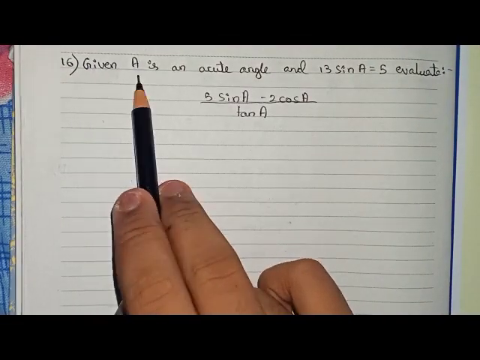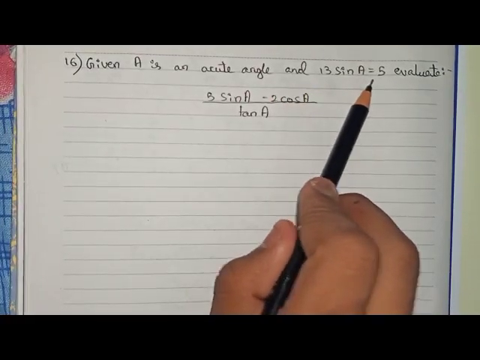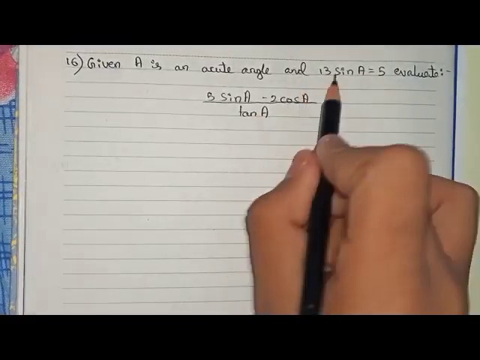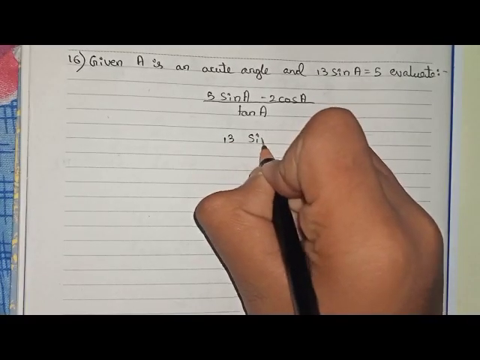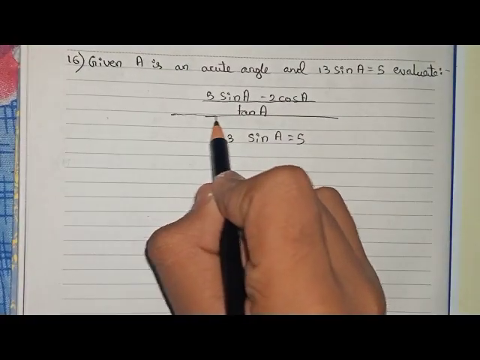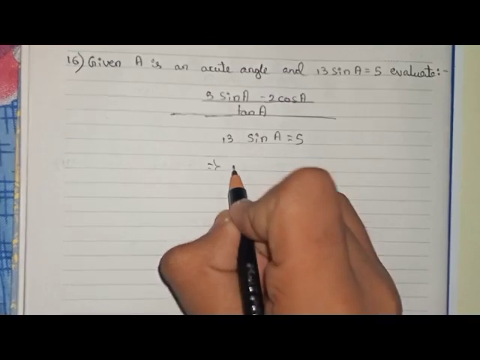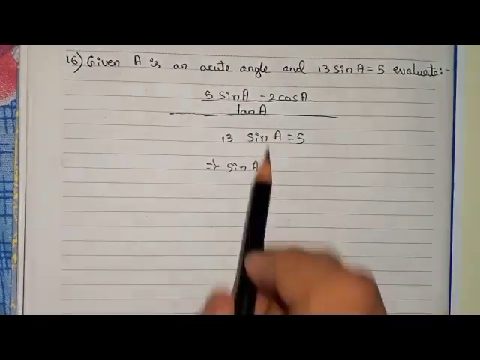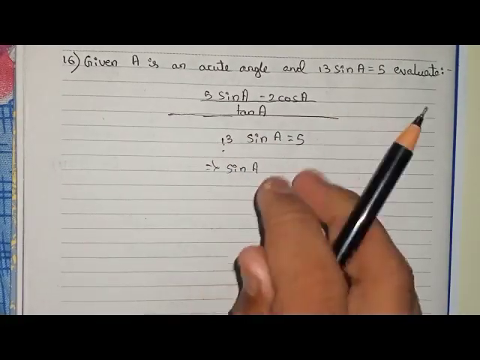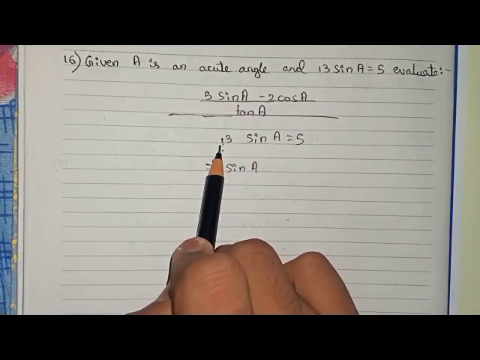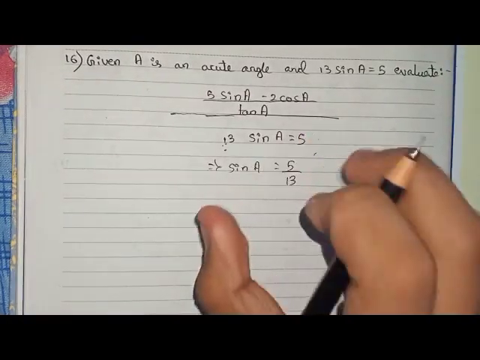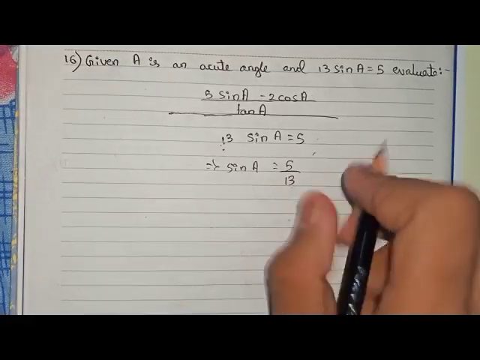Question number 16. Given A is an acute angle and 13 sin A is equal to 5. Evaluate 5 sin A minus 2 cos A by tan A. So it is given 13 sin A is equal to 5. So sin A will be, now see guys, here 13 is multiplied with sin A. So we can take it to the other side, as there is a rule of algebra that if something is in multiplication on this side, it goes for division. So similarly sin A will be 5 by 13. So sin A is equal to 5 by 13.